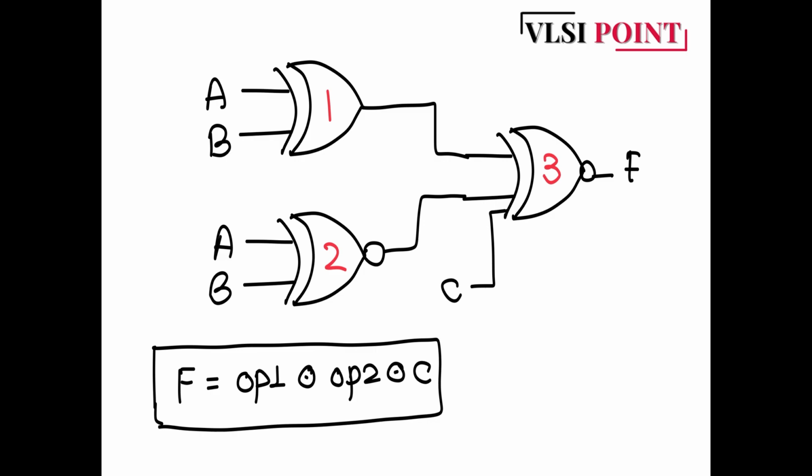You can see I have just named the first XOR as 1, the XNOR as 2, and the last XNOR as 3. So the final output is nothing but XNOR of 3 inputs. What are those inputs? First one is OP1, which is XOR of A and B. Second is OP2, which is XNOR of A and B. And C, it is as it is. So the equation F becomes OP1 XNOR OP2 XNOR C. Let's find out OP1 and OP2.